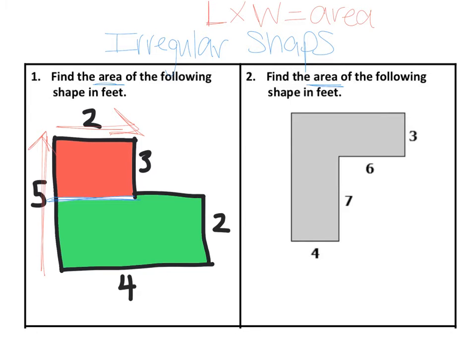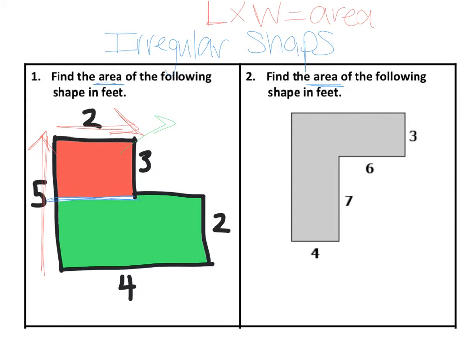Okay, look at number 2, how originally this looked like one shape. That's what makes it irregular. I am turning this into regular shapes because now I have a square and a rectangle. All right, so the red shape. Let's do that one first. The red shape. Okay, I'm going to go over here. Let me change my color to red.